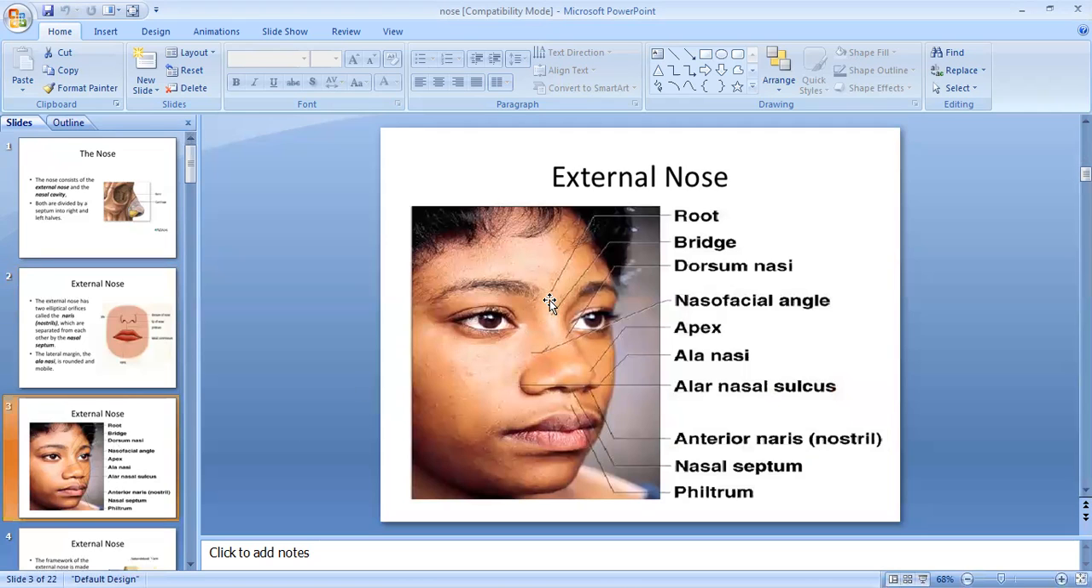This is the root of the nose. Again, this is the bridge. This is the dorsum, and that is the nasofacial angle. Ala of the nose, philtrum. This one is the nasal septum, which divides this nose into the right and left nasal cavities.